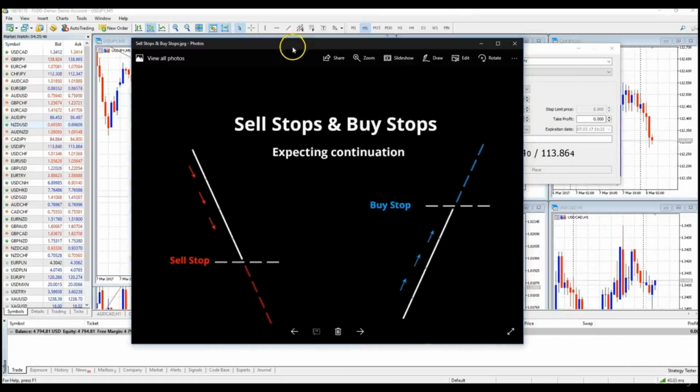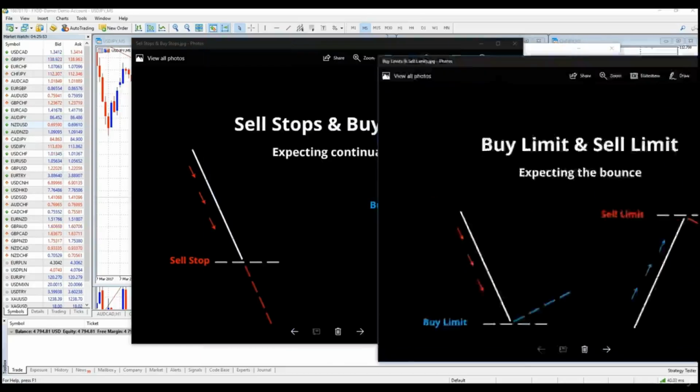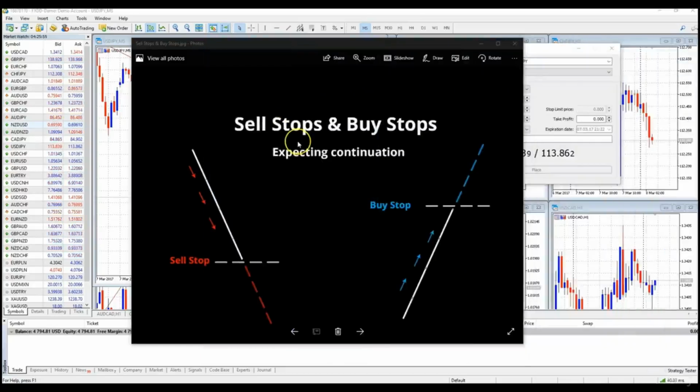So we have sell stops and buy stops. And we also have buy limits and sell limits. So let's start by taking a look at sell stops and buy stops. So a sell stop is when the market is heading in a bearish trend, or the market is heading downwards, and you're looking to sell into the trend. So you're expecting momentum to pick up, and if it hits this level here, you want to sell into the trend. So that's why you would place a sell stop.